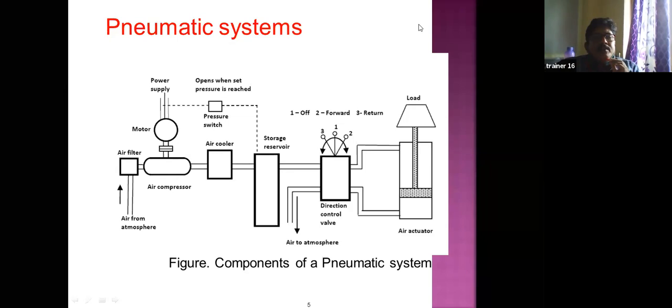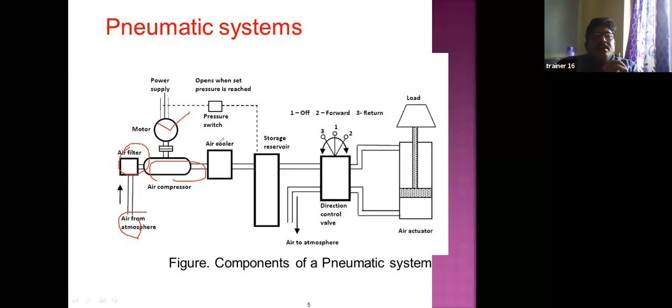Here, see, air from the atmosphere is sucked in. Here the motor is there, and the motor drives the compressor. If there are any impurities in the air, the air filter filters the impurities. Then the compressor compresses the air, thereby the pressure increases, the volume decreases, and the temperature increases.